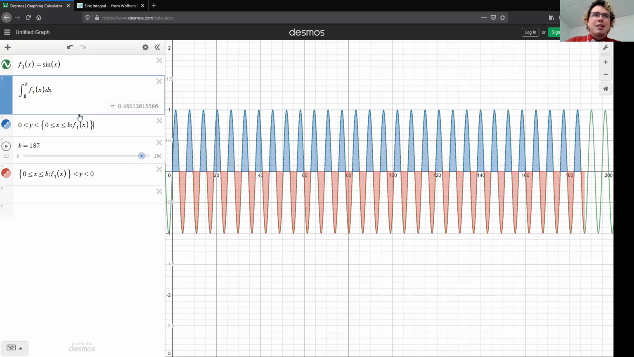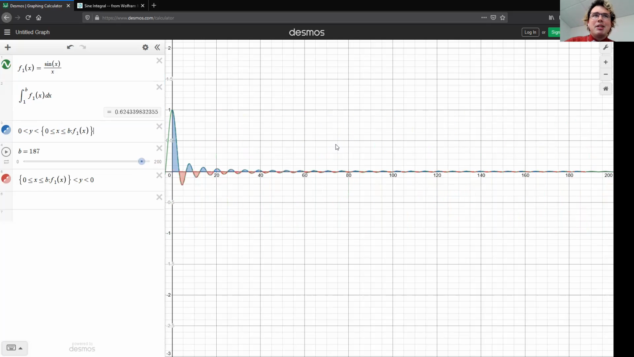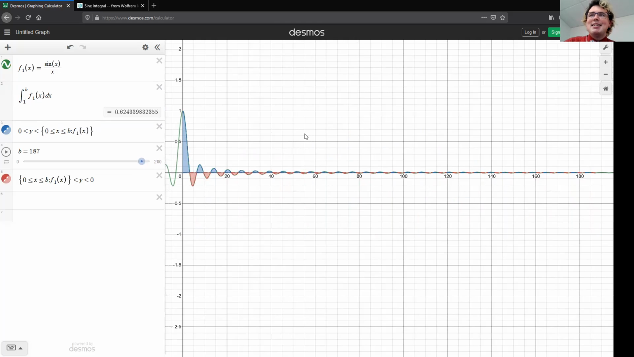Now I'm going to change things slightly here. First off, I'm going to start my integral at 1 for technical reasons, but I'm going to make it so that the humps of my function are actually going to shrink as I go. So I'm going to change this formula and say that I'm integrating the sine of x divided by x. So we tried integrating 1 divided by x before. That didn't work out too well. Let's try sine of x divided by x.